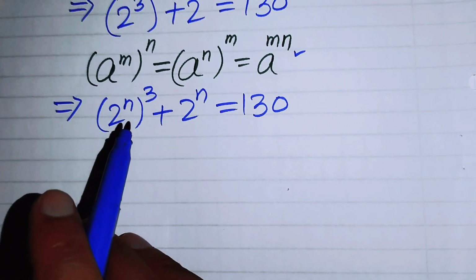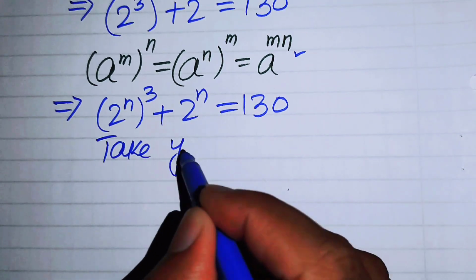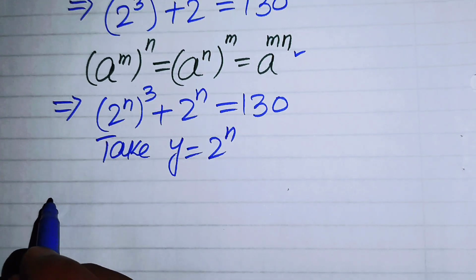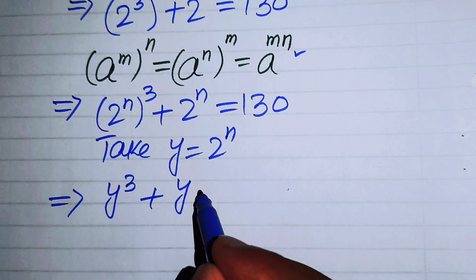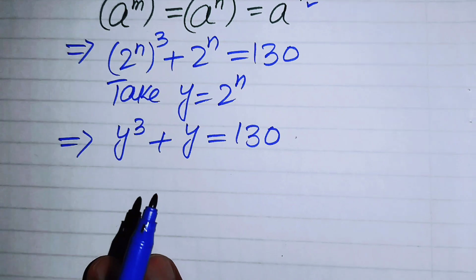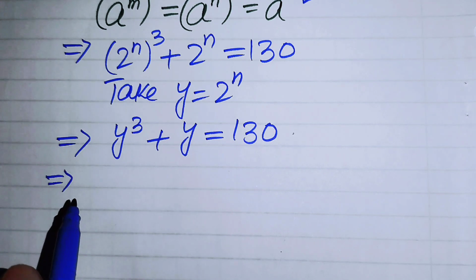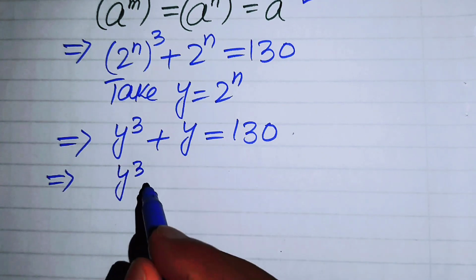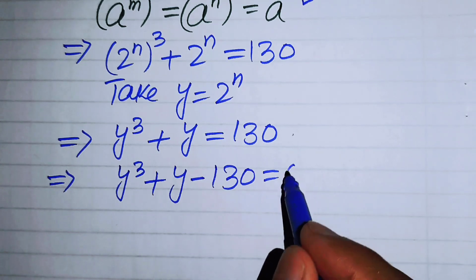And now I can make a little substitution here in order to change this exponential equation into the cubic form. I can take y is equal to 2 to the power of n, and now I can put 2 to the power of n is equal to y, so that it becomes y cubed plus y is equal to 130. Now this equation is in cubic form, and we will solve it by factoring. First we move 130 to the left hand side, and you get y cubed plus y minus 130 is equal to 0.